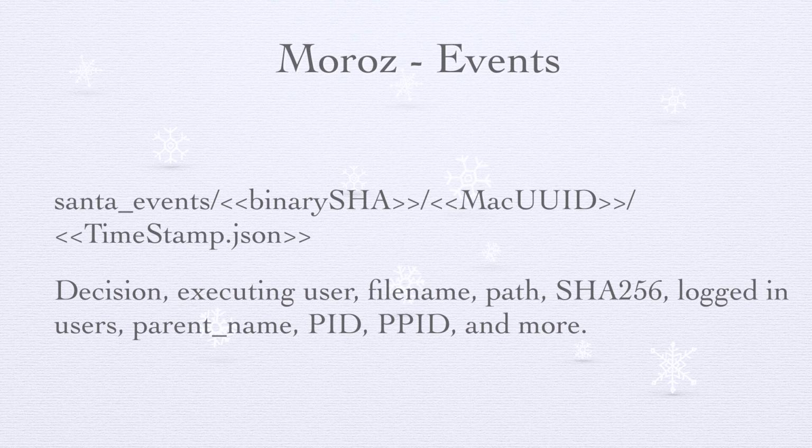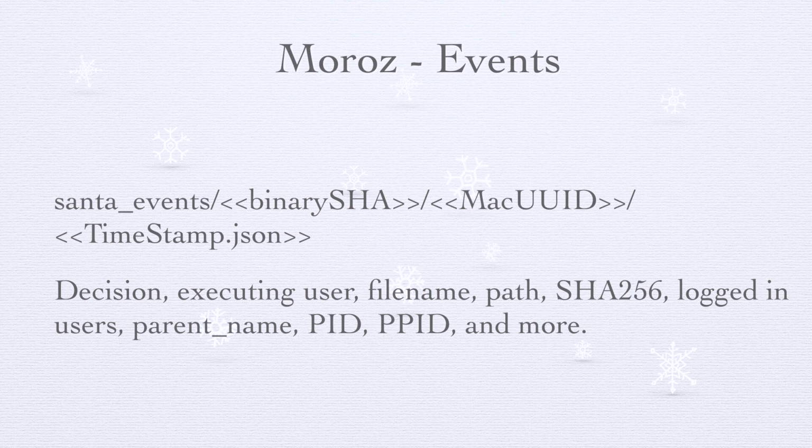That JSON file is going to contain the info on line number 2. What was the decision, executing user, all kinds of info about it. Who ran it, who was logged in when that binary ran. So not just the executing user, but you can see who else was logged in at the time. Process ID, parent process, and so forth. Lots of info in there.